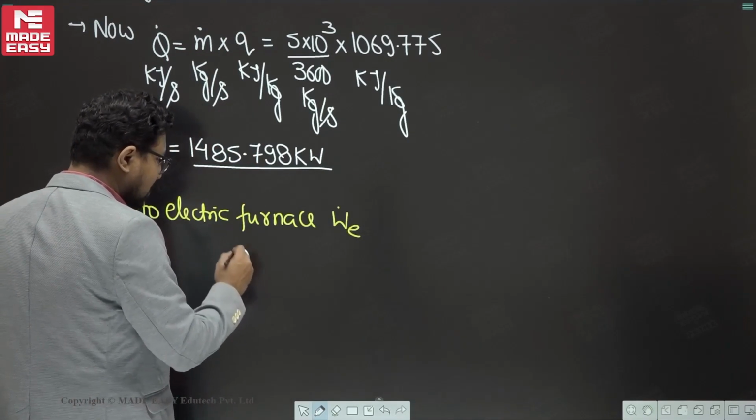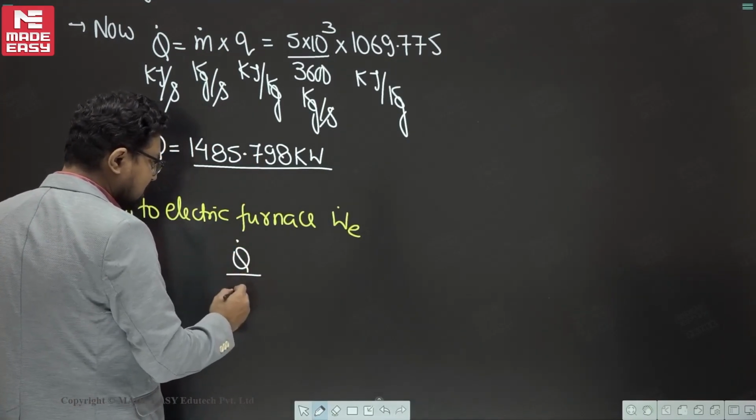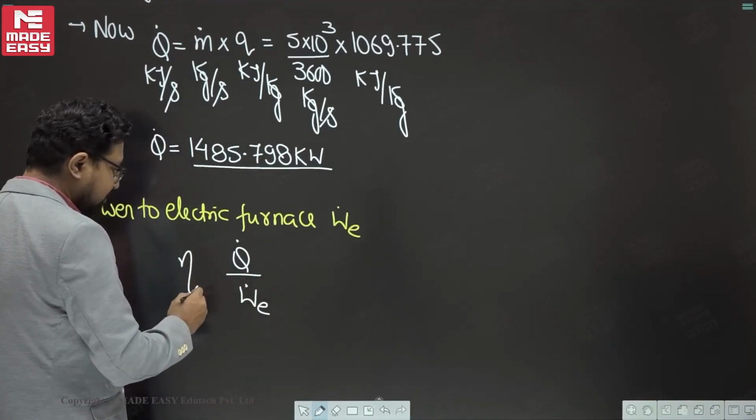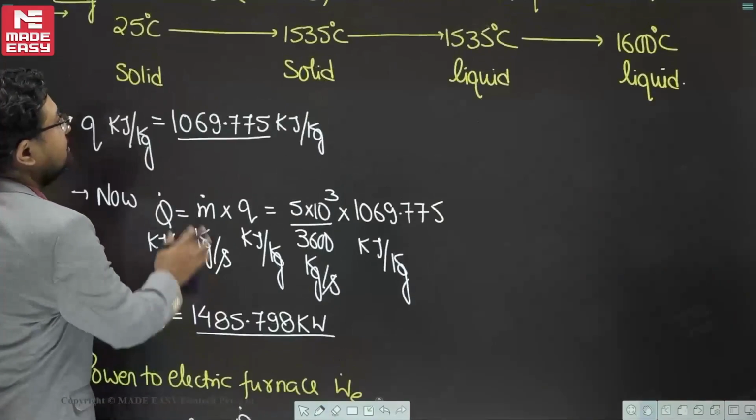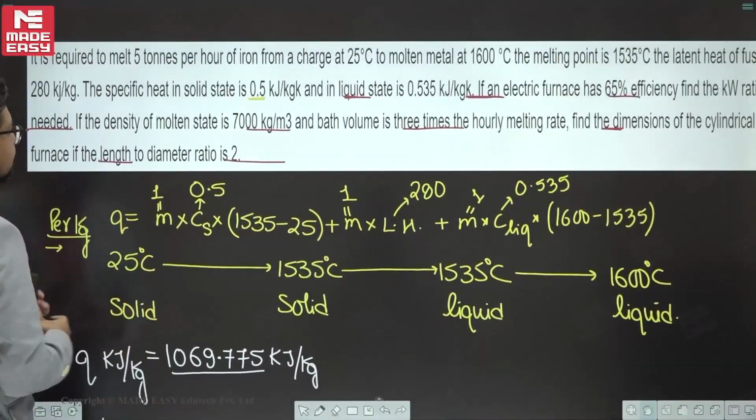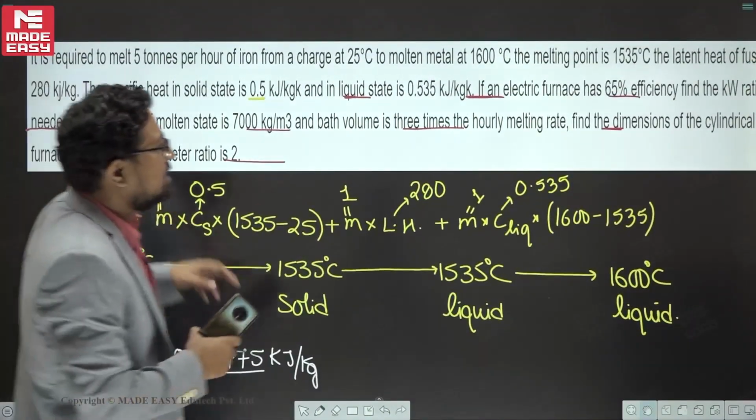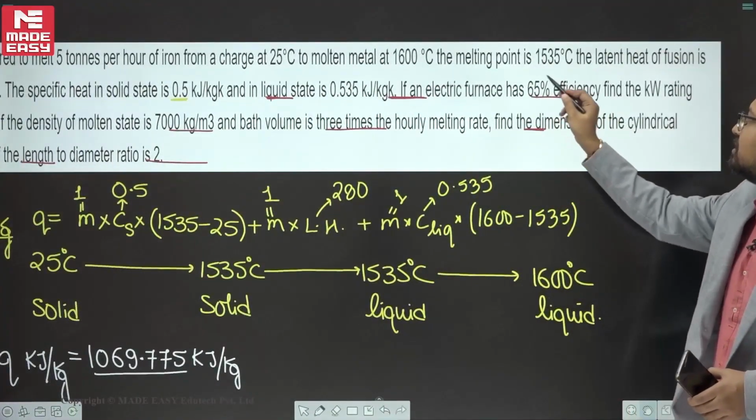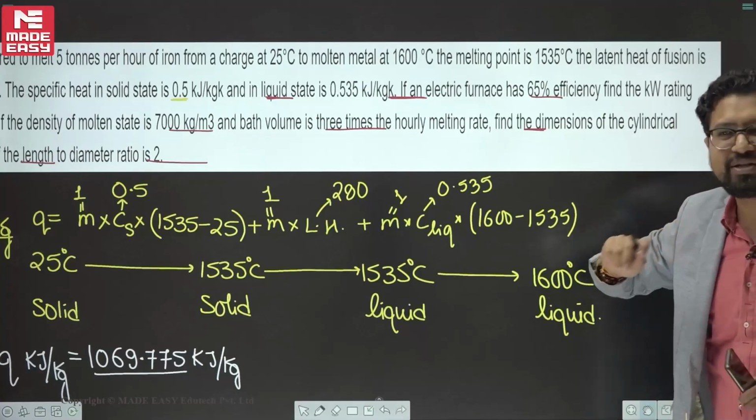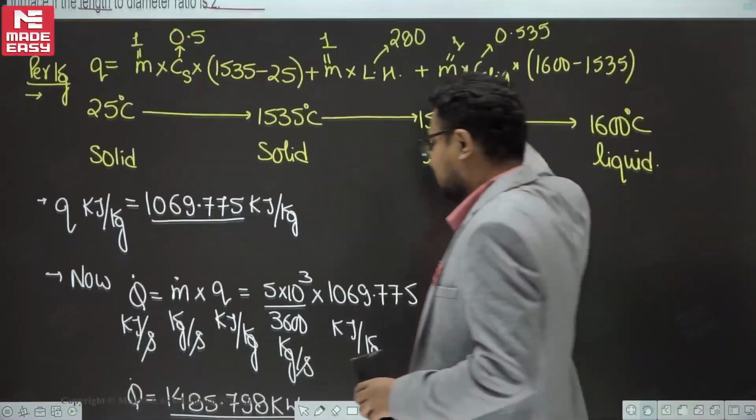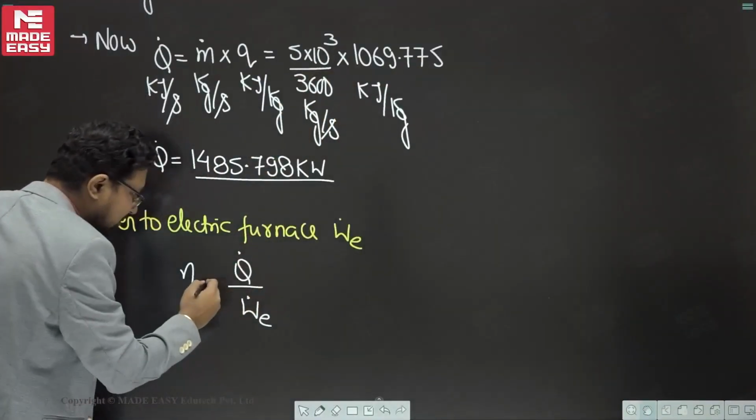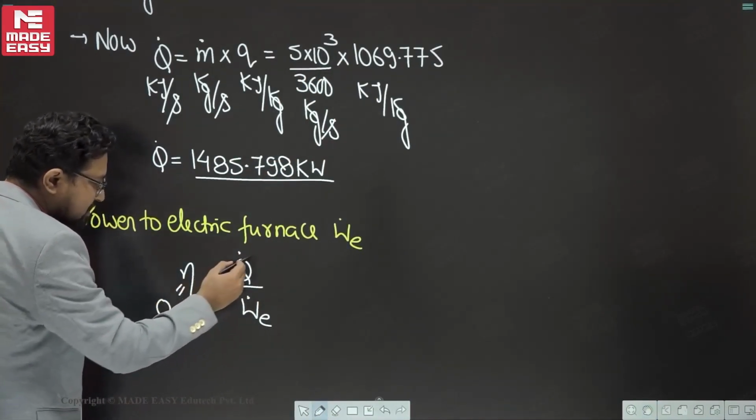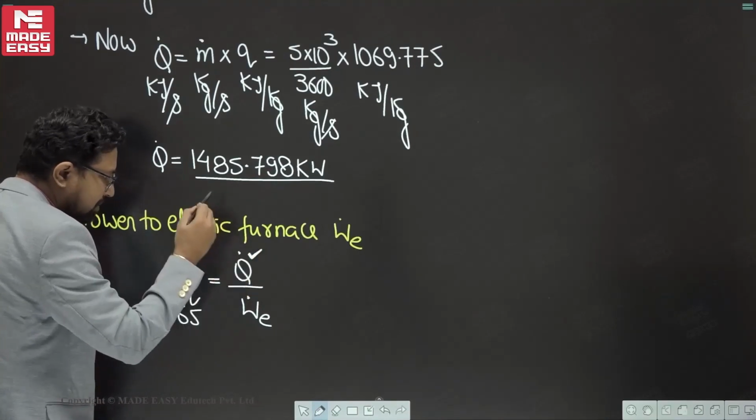So, we can say Q dot is the thermal energy it is supplying divided by W dot E, and this will be the efficiency of the furnace. So, we have been given that the electric furnace has 65% efficiency. So, 65% is the efficiency of the electric furnace. Whatever electrical work we are supplying, 65% of that it will supply or use for melting of the iron.